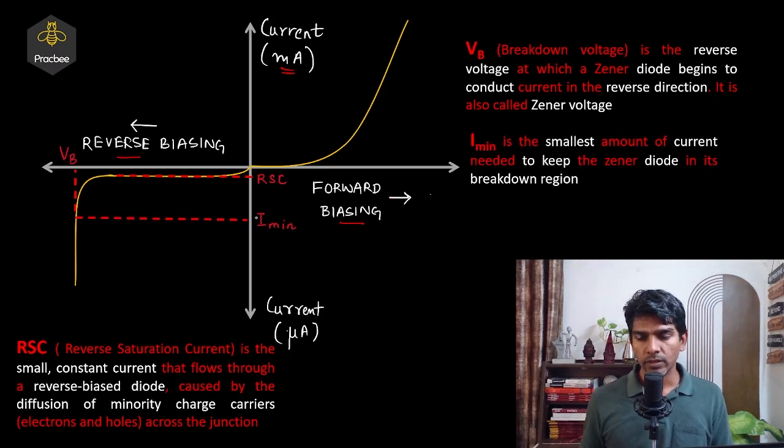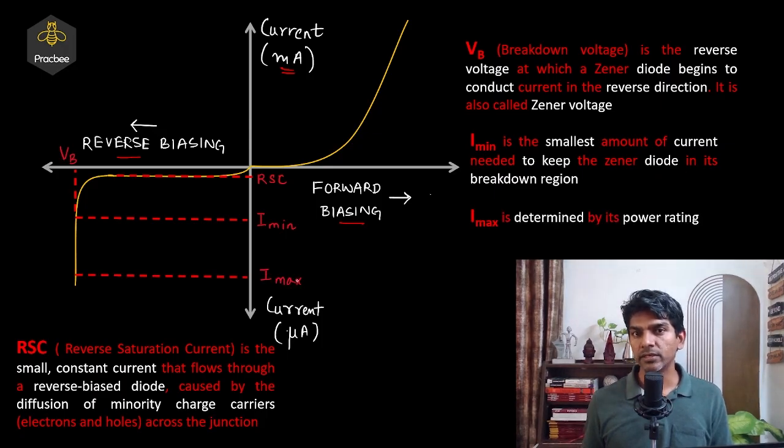Now, I minimum is the minimum Zener current, and this current will be provided in the data sheet by the manufacturers. It is the smallest amount of current needed to keep the Zener diode in the breakdown region. Then we have the maximum Zener current, and we can find this by using the power rating of the diode, which is given in the data sheet. The power rating will be given in the question, and from power you can find the maximum Zener current. So I max is nothing but power divided by Zener voltage, where Vz is the Zener voltage.